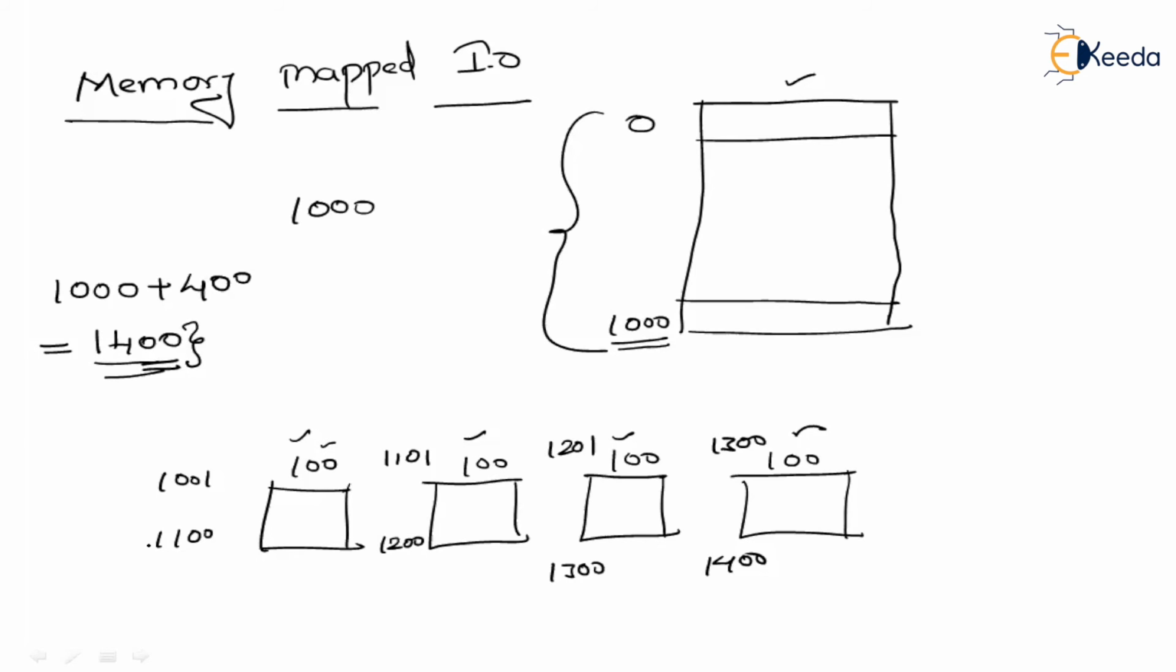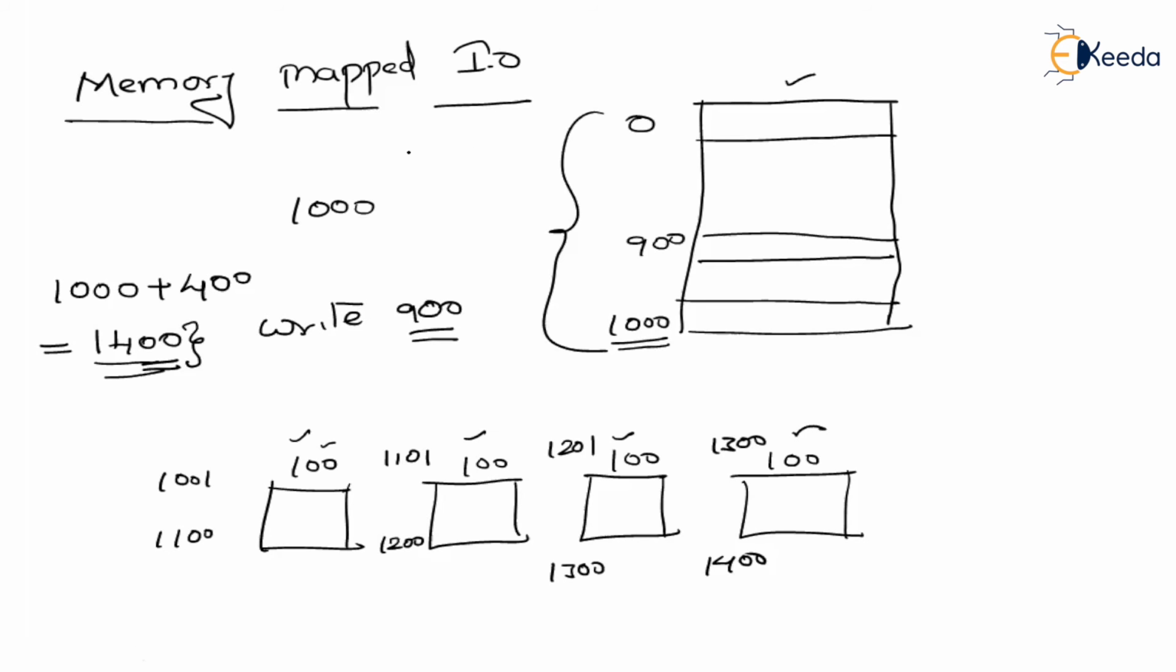Now there won't be any ambiguity. When the CPU wants to perform a write operation, write to 900, obviously there will be only a single location under that address, because the address spaces are different here. So in memory mapped IO, we don't need to have IO instructions, because the CPU is treating everything as a part of memory. These are also a part of memory.